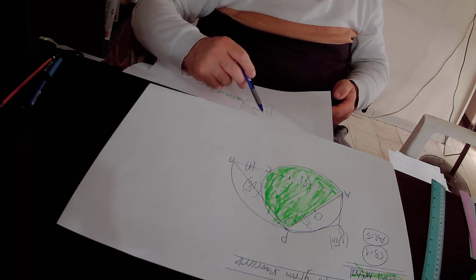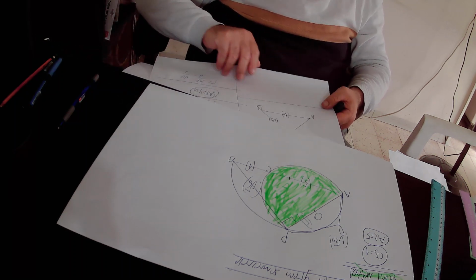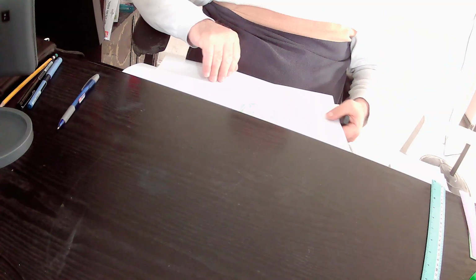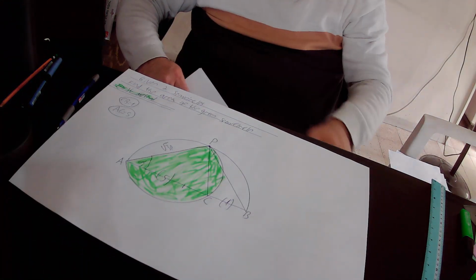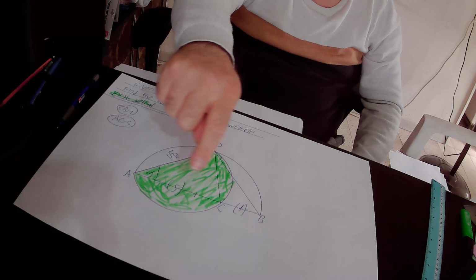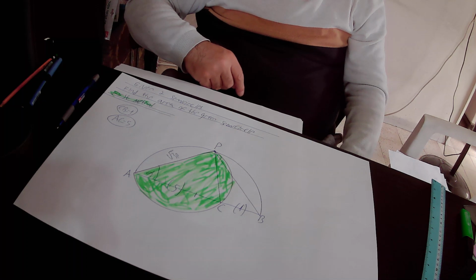So in the next step, I'll summarize the lecture. We start with the first method, of course. In this lecture, we found out the area of this green semicircle using two different methods. We start with the first method.